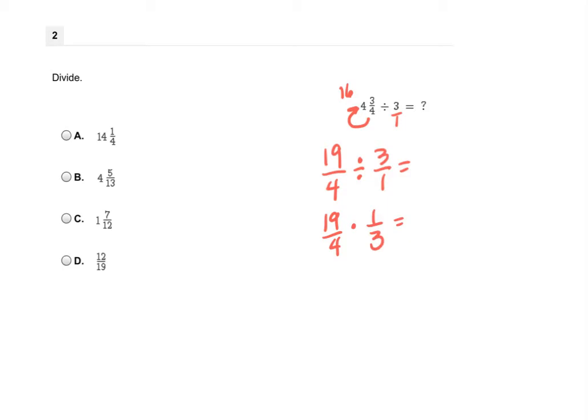Now I take a look, nothing cancels, so I'm going to multiply across. 19 times 1 is 19. 4 times 3 is 12. Now this is an improper fraction, so I have to divide. 12 goes into 19 one time. I multiply, I get 12. When I subtract, I get 7. So it's 1 7/12, which is C.